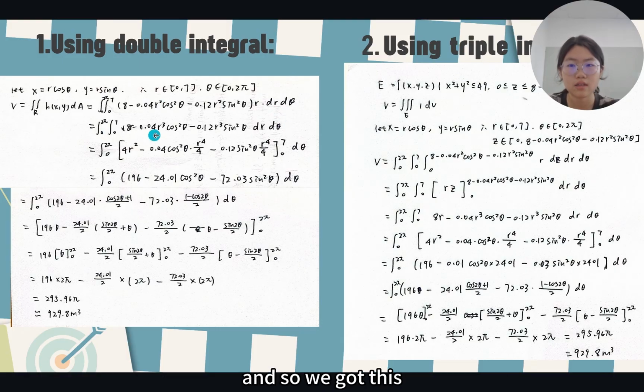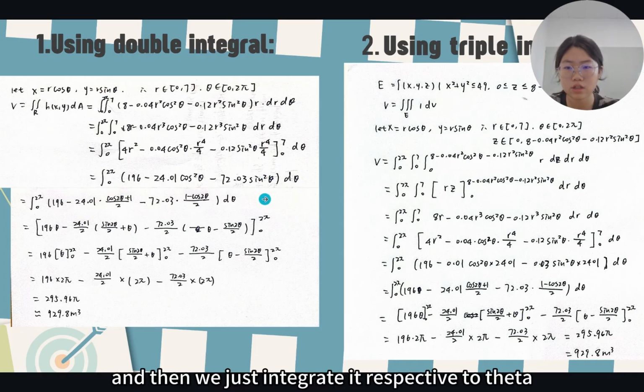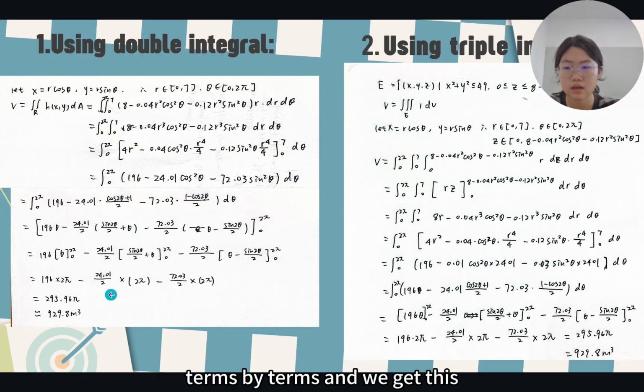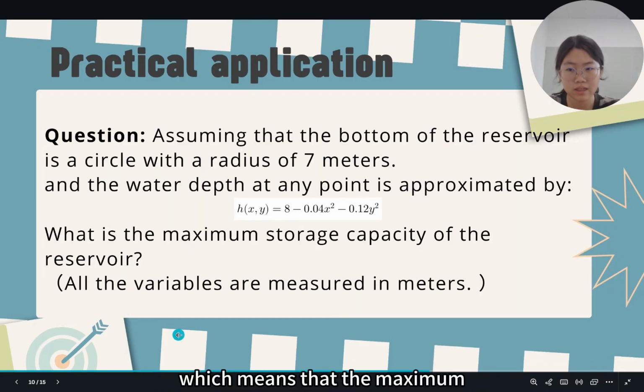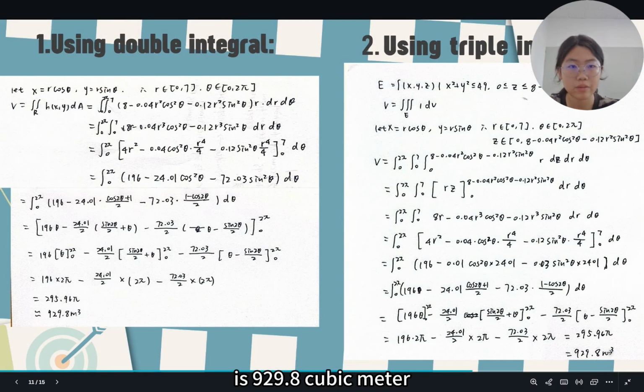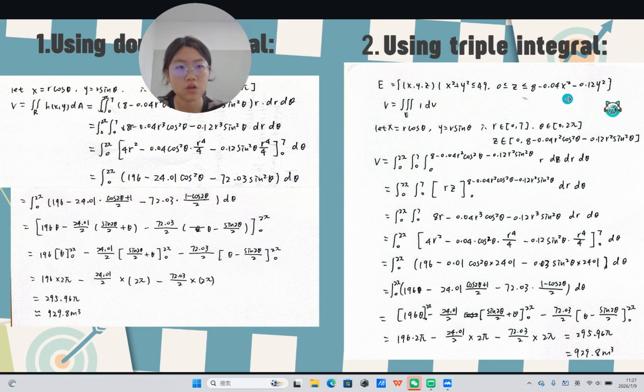And so we got this expression, and then we just integrate it with respect to r, and we got this, and then we just integrate it with respect to theta, term by term, and we get this final result, 929.8 cubic meters, which means that the maximum storage capacity of this reservoir is 929.8 cubic meters. And now we can use triple integral to solve this problem.